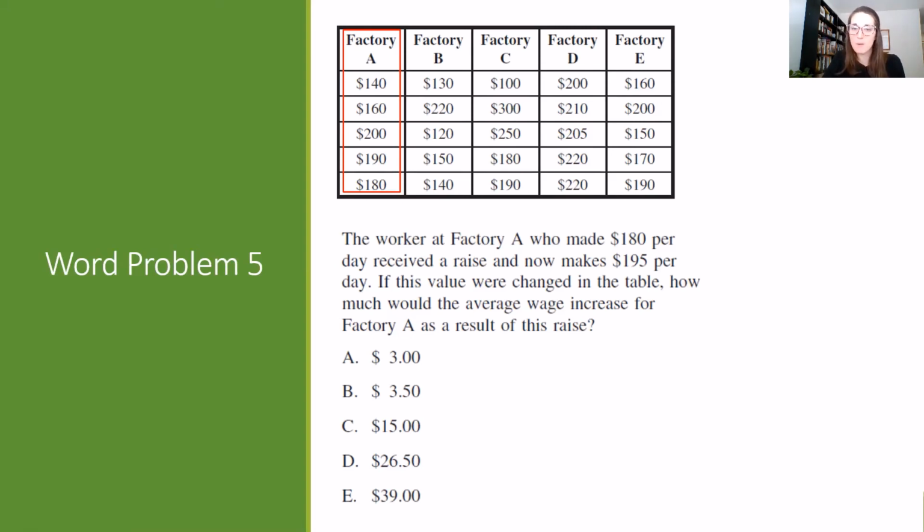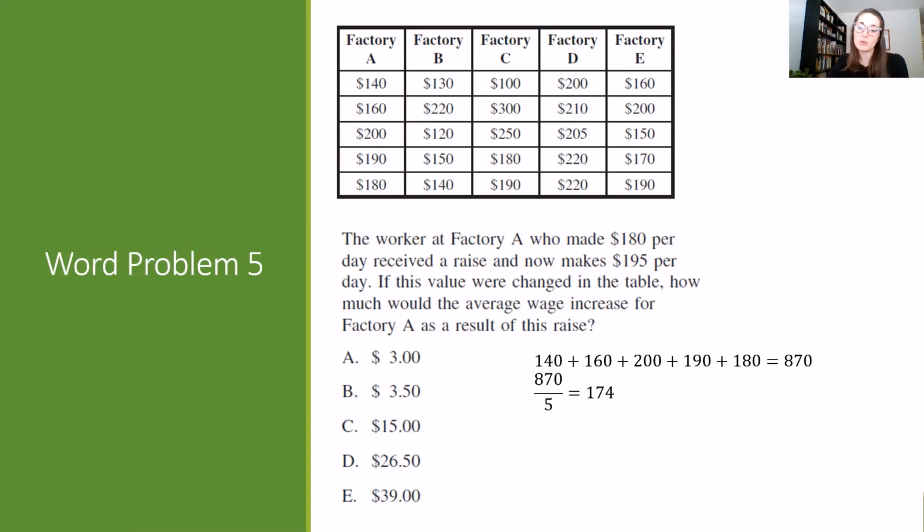So we need to think about how we find the difference between averages. Well, we would need to find the old average, and we would need to find the new average with the increased pay. So how do we do that? Let's start with the old average. An average means that we need to add together all of the salaries and then divide them by the number of salaries that exist. So in this case, we have $140 plus $160 plus $200 plus $190 plus $180 equals $870. To find the average, we divide it by the number of salaries, which is 5. And 870 divided by 5 is 174. So that's the old average.